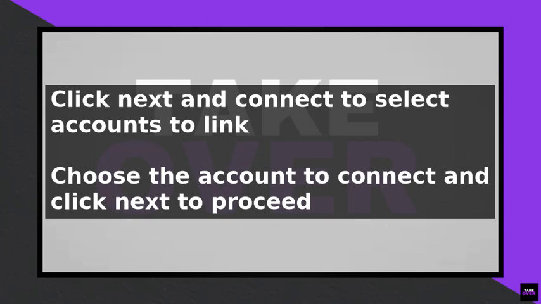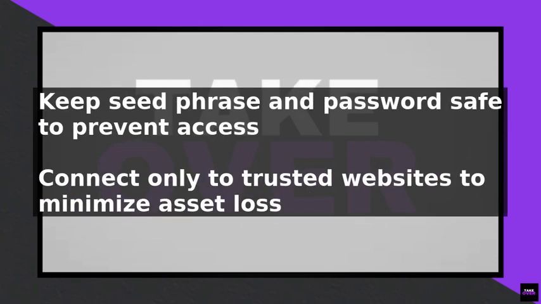It is essential to remember to always keep your seed phrase and password safe to prevent unauthorized access to your account. Also, be cautious when connecting your wallet to any website as it may pose security risks. Only connect your wallet to trusted websites to minimize the risk of losing your assets.